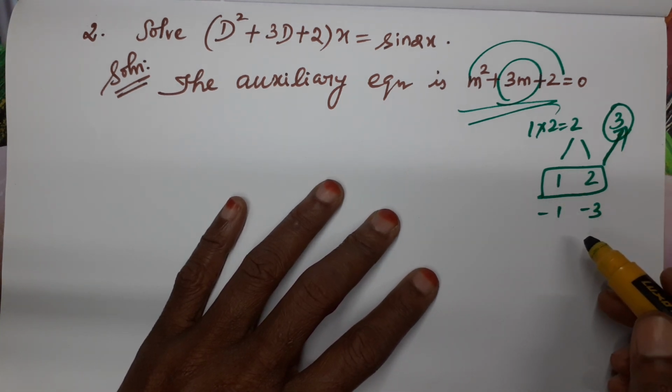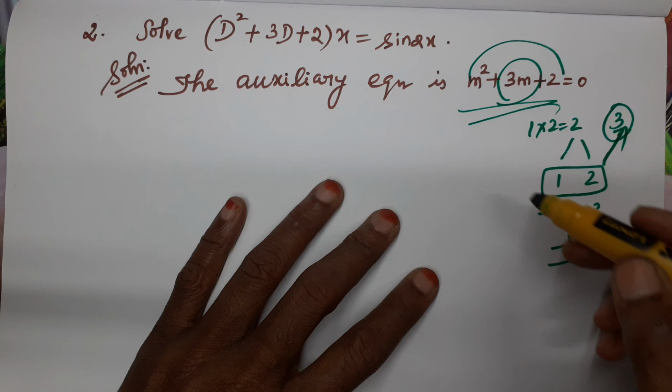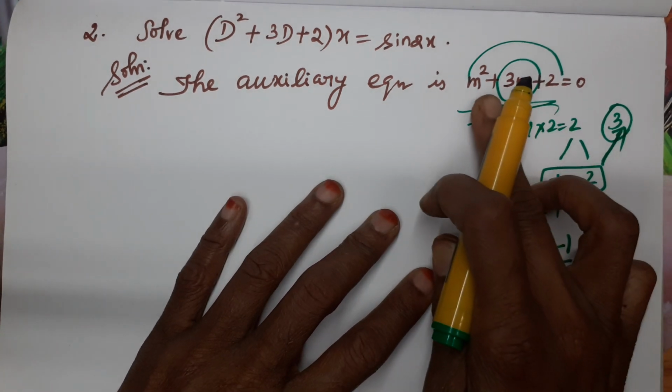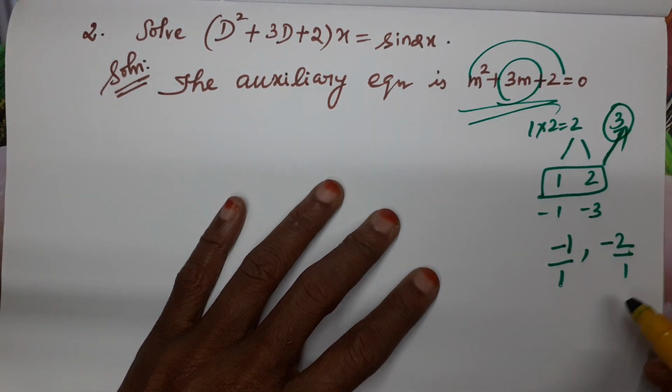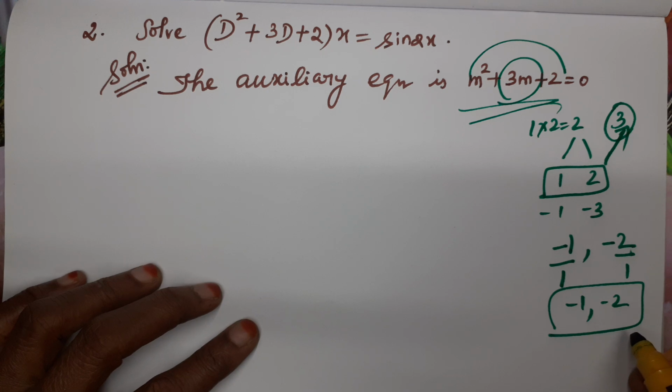After picking this pair, we have to change the sign first: minus 1, minus 2. Then this has to be divided by the coefficient of m², which is 1, so 1, 1. So the roots are minus 1, comma, minus 2. Both the roots are different, distinct and real roots.